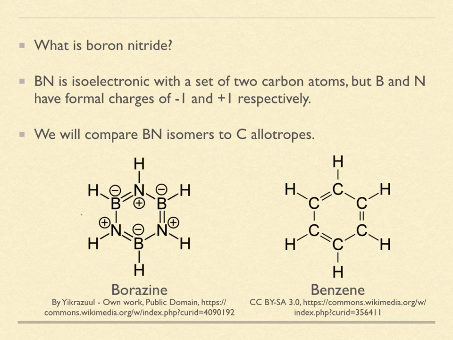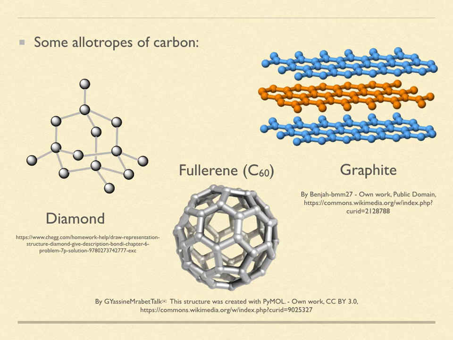Boron nitride is different from a pair of carbons in that boron and nitrogen have formal charges, but overall, boron nitride isomers and carbon allotropes are pretty similar, so we can approach the problem by comparing these isomers to familiar carbon allotropes. And here are some allotropes of carbon you might already know. We have diamond, a 3D network, graphite, a 2D layer structure, and C60 fullerene, which is a polyhedral molecule.